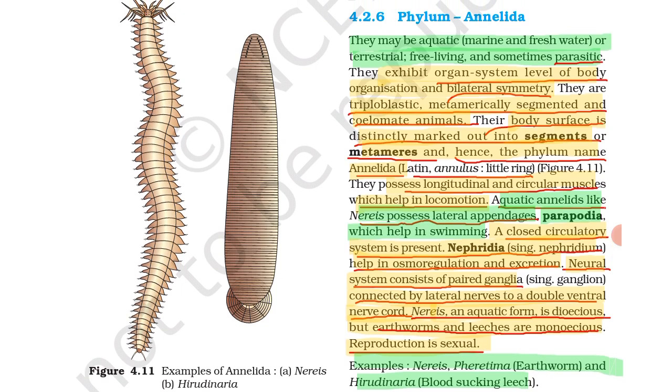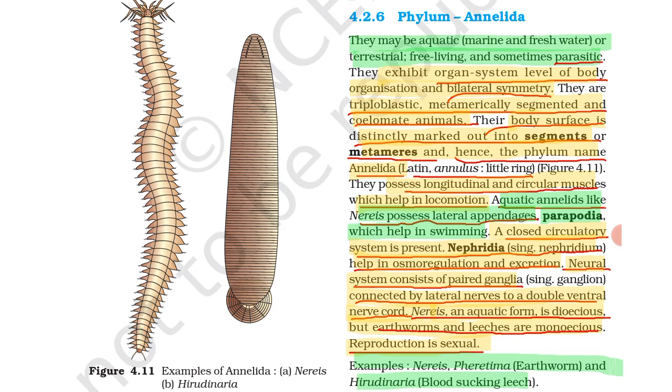Next, nephridia, singular nephridium, help in osmoregulation and excretion. They may ask a question from Annelida: what is the use of nephridia? They help in osmoregulation and excretion. In human beings, the kidney has millions of nephrons, and nephrons are used for osmoregulation and excretion. Same here in annelids, nephridia help in osmoregulation and excretion.